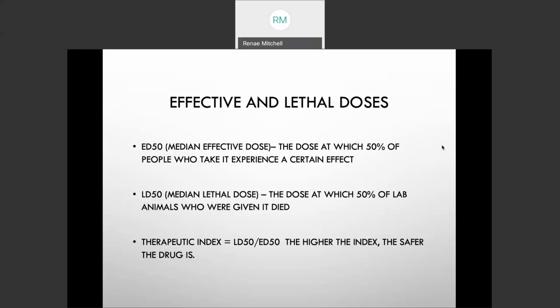And that compares the efficacy of a dose of a drug with the lethality of a dose of a drug. So, the median effective dose, or ED50, is the dose at which 50% of people who take it will experience a certain effect, usually the desired effect of the drug. And then you divide what you then consider is the lethal dose, so the dose at which 50% of lab animals who were given that dose of the drug died. And so you divide the lethal dose by the effective dose, and that gives you the therapeutic index. And so the higher the index, the safer the drug is.